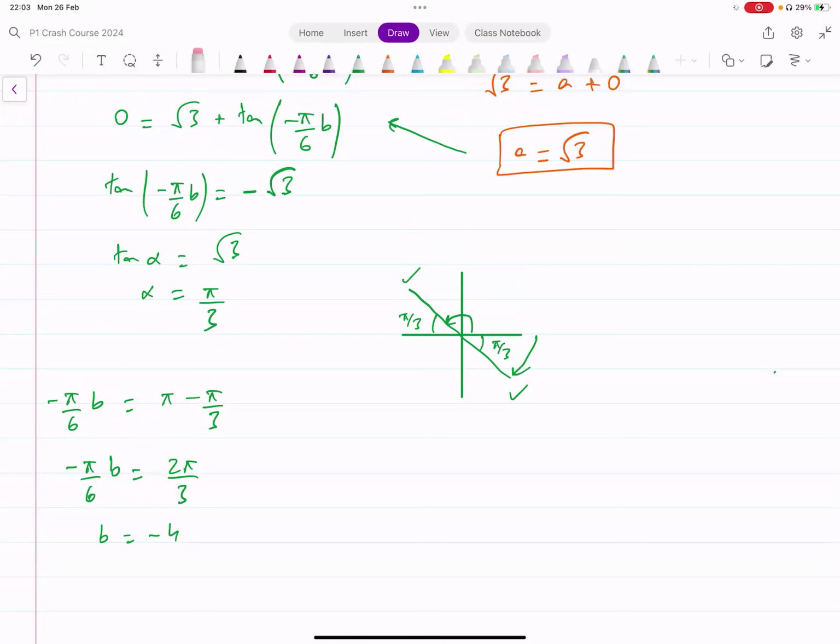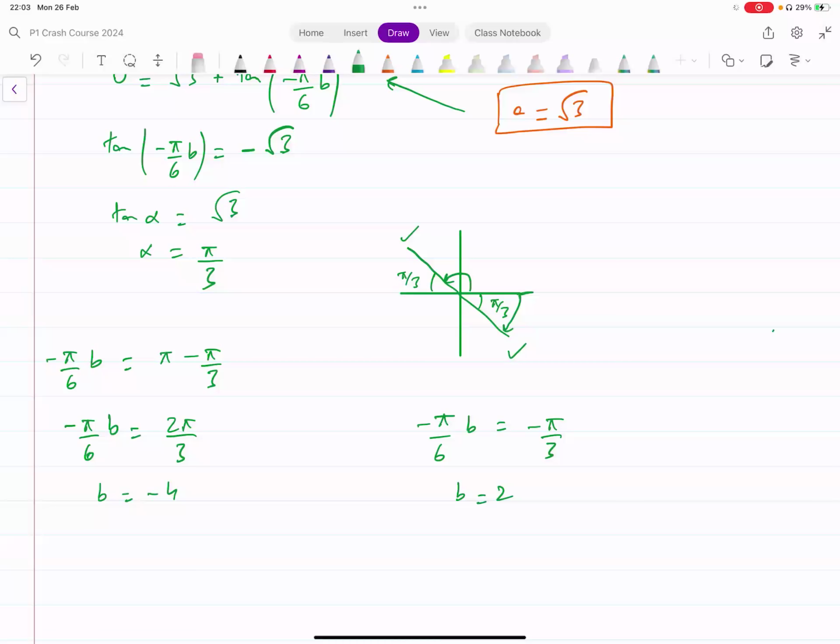I'm just thinking about something. I'll just explain that to you in a moment. Give me a minute. So let's figure out if this was here, minus pi over 6 times b, that equals minus pi over 3. This could be another possible angle, right? What does this give you? This gives you b equal to 2. Okay, that's another possible value of b that you're getting.